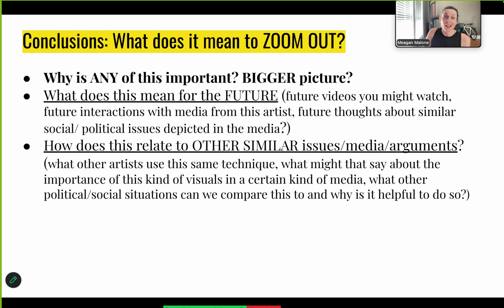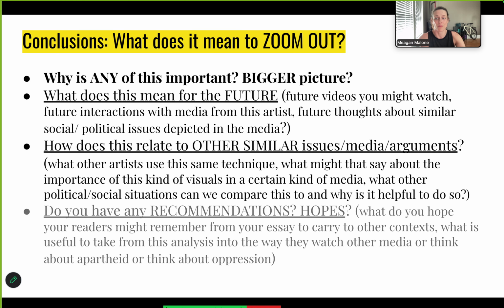Maybe your conclusion answers the question, how does this relate to other kinds of issues or other media that you've watched or other arguments? So is there some feature of this music video that other artists are using? What does this say about the importance of a certain kind of visual or a certain kind of camera work in media? Or maybe this talks about similar political or social situations. Maybe we want to apply what we analyzed regarding apartheid to something happening in our current political or social landscape.